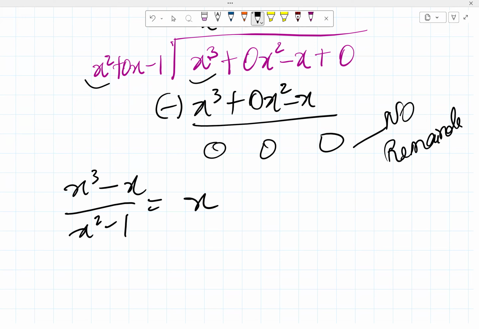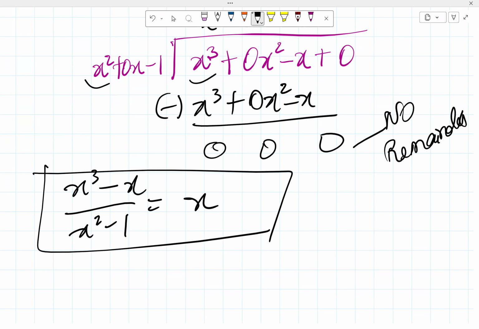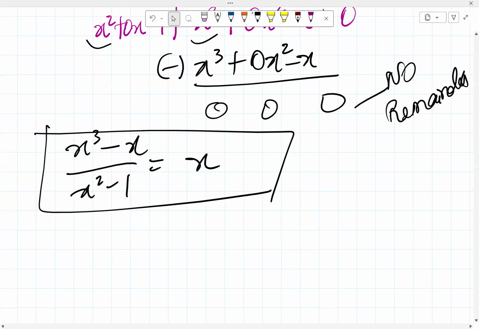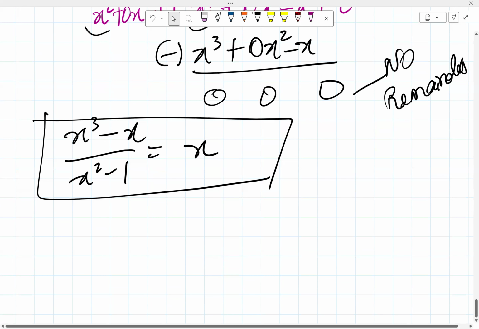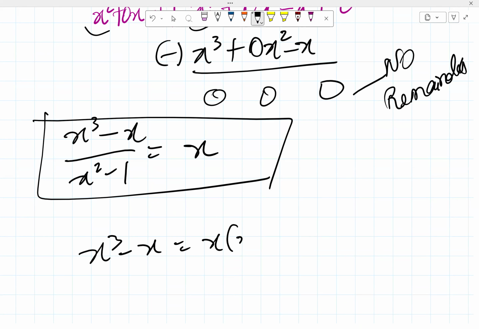Because there's no remainder, it means x cubed minus x all over x squared minus 1 divides exactly. We already know this to be true because we can easily factorize this, but we're only talking about a case where you can't easily factorize. So it means x cubed minus x is simply x times x squared minus 1. So we can take x squared minus 1 as the GCD of both.